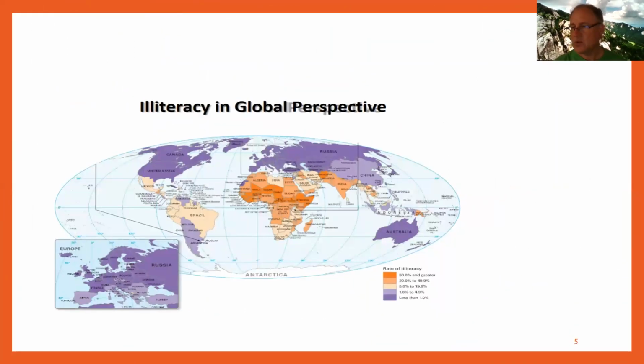The extent of schooling in any society is tied to the level of its economic development. The more economically developed, the more schooling is formal and available. This can be seen in illiteracy rates in global perspective. Illiteracy, of course, refers to the inability to read or write. And so you can see that the countries represented in the brownish orange colors are countries that have very high levels of illiteracy.